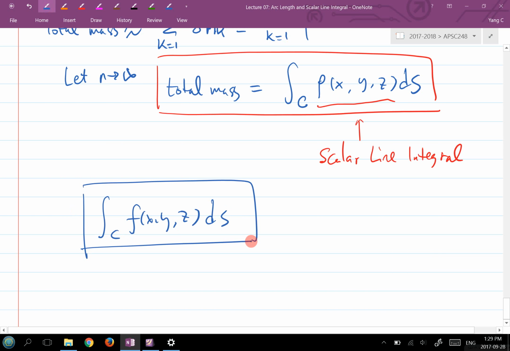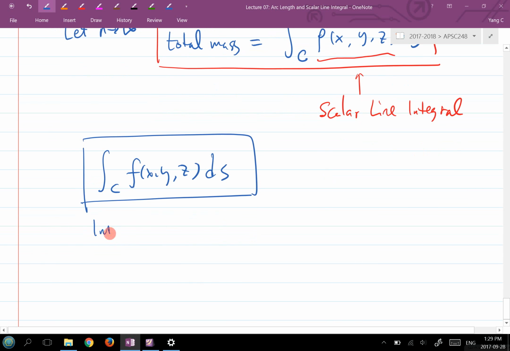It's basically the same thing, except that you forget about the density and the physical meaning. We're just integrating this function f of x, y, z over the curve C, and that will be it. In terms of the mathematical concept, that's basically what it means. I'll come back to explain this in another, more intuitive way of understanding this line integral later.